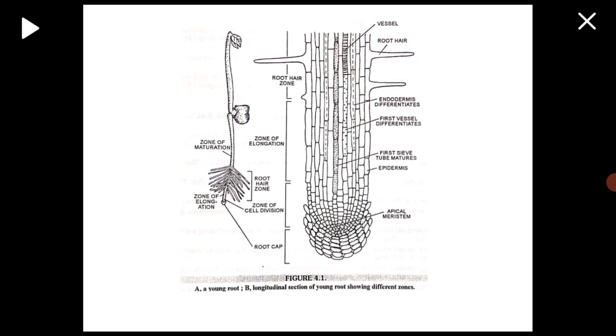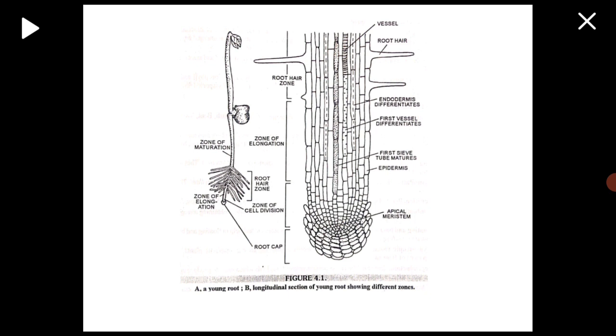Internally, the root hair zone shows differentiation or maturation of the cells. This is the maturation of the cells. The cells of this region differentiate to form the cells of the xylem, phloem, pericycle, endodermis, cortex, and epiblema.